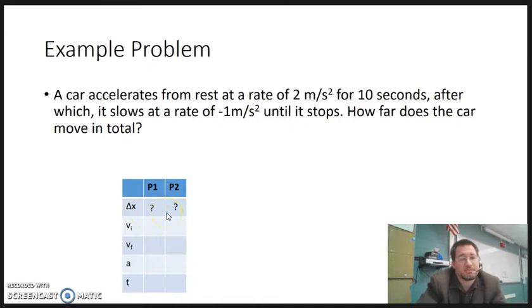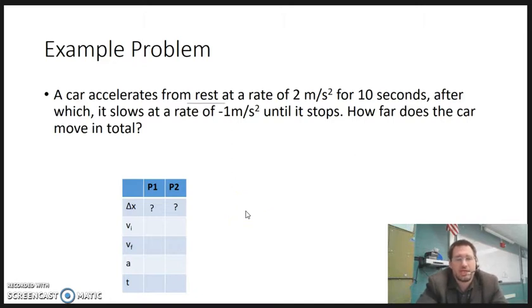If we take the displacement of part 1 and the displacement of part 2, we can add them together and find what the total displacement is. And we can only do that if we find them for the individual parts. Remember, our equations only work so long as acceleration doesn't change, which means we wouldn't be able to find the total displacement without splitting it up. So let's take a look at the values that we are given in this problem.